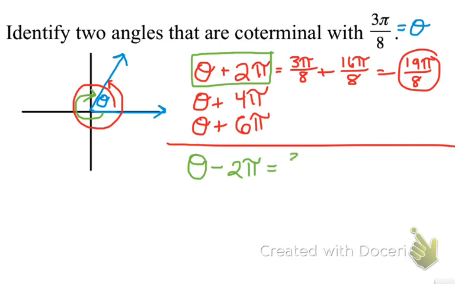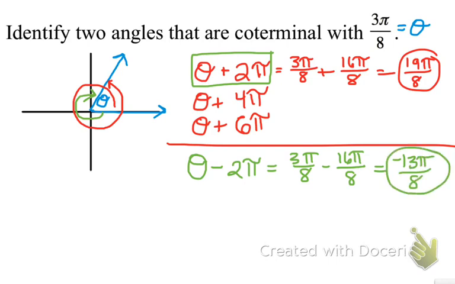We're taking our 3 pi over 8 theta, and now we're subtracting what we've already converted previously into a common denominator, 16 pi over 8. And after the subtraction, negative 13 pi over 8 is our negative coterminal angle. If you've tried to get a negative angle and your math works out so that you don't end up with a negative answer, you've done something wrong.